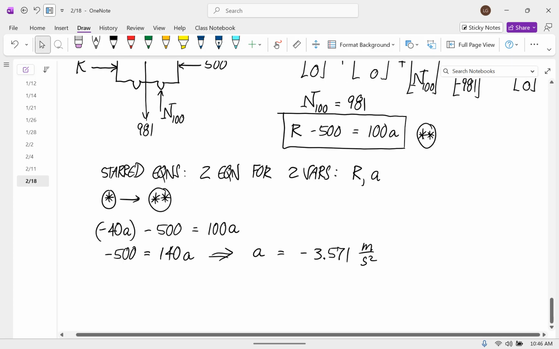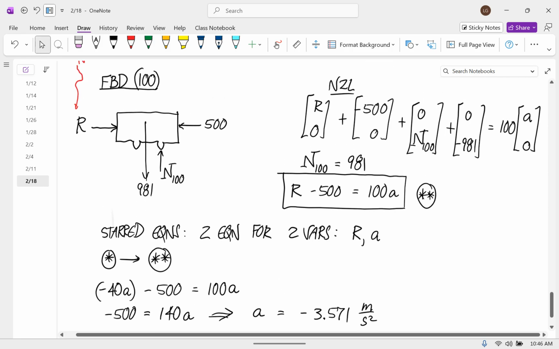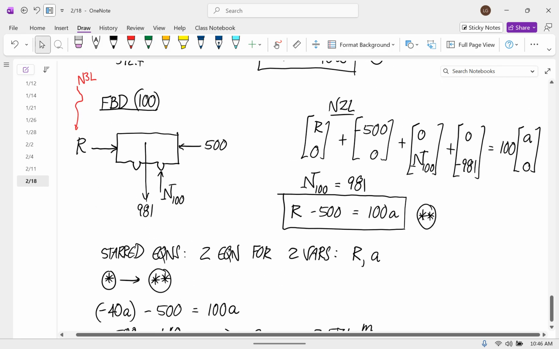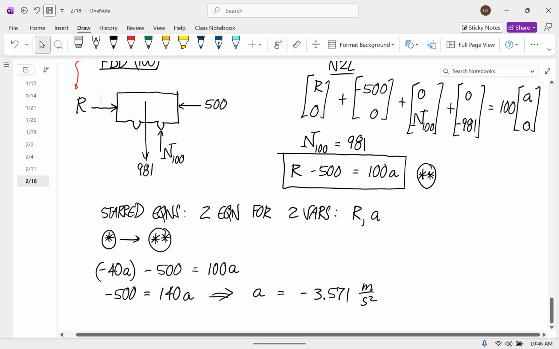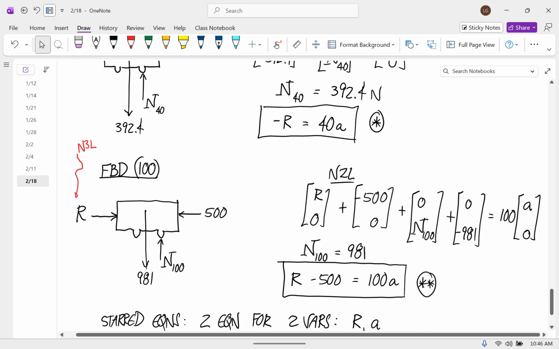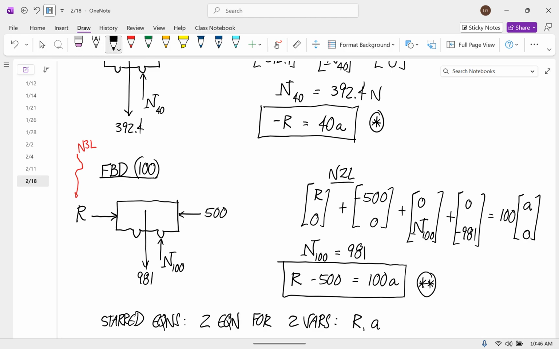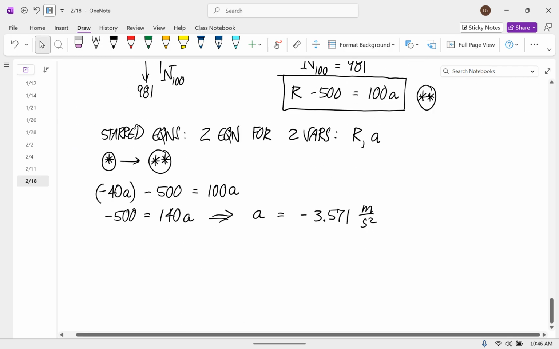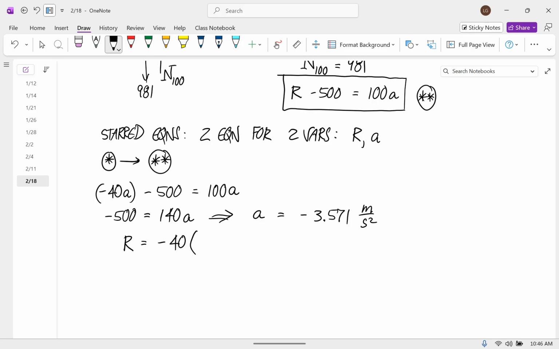Okay, and now we have A. Now we want to calculate R. What equations can we use to calculate R? Well, as long as we haven't made any mistakes, every equation that we have on here is a valid equation. So just look for the place that gives it to you the easiest. I guess the easiest one would be R is equal to negative 40A. So R is equal to negative 40 times A, which now we know is negative 3.571. And so R is equal to about 142.85 newtons.